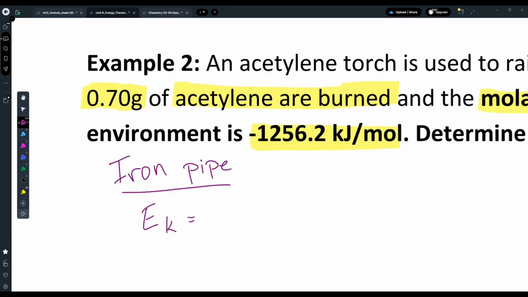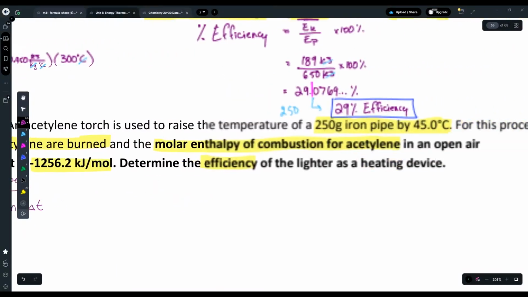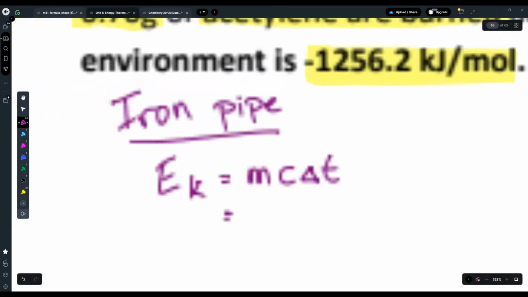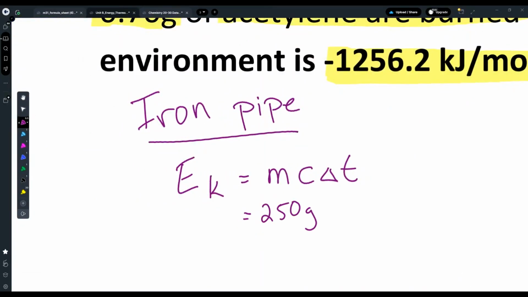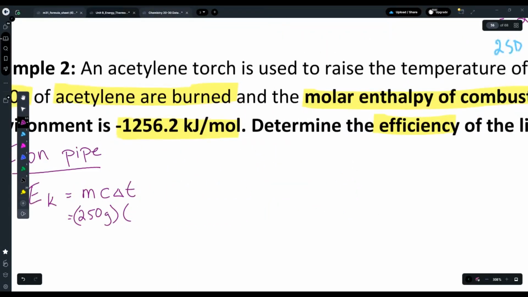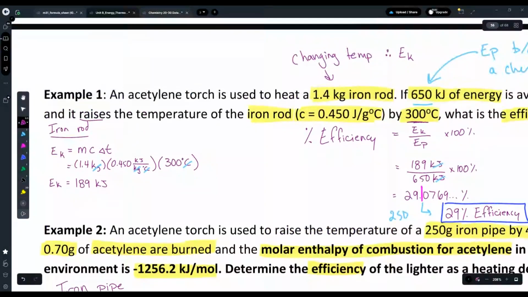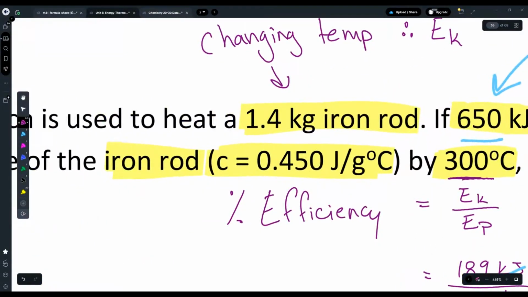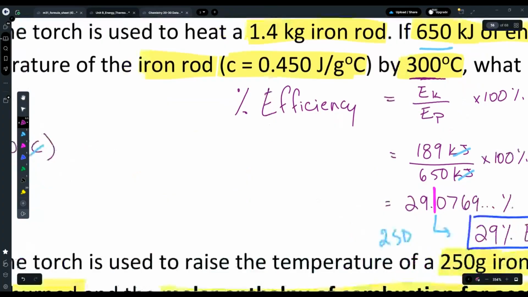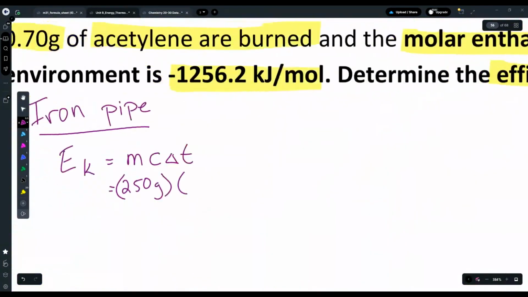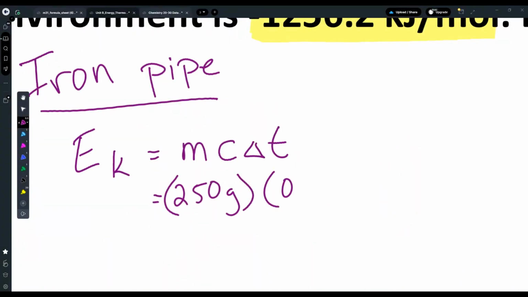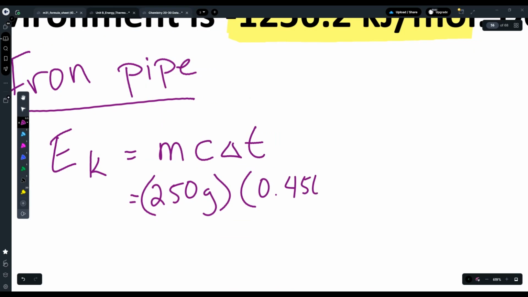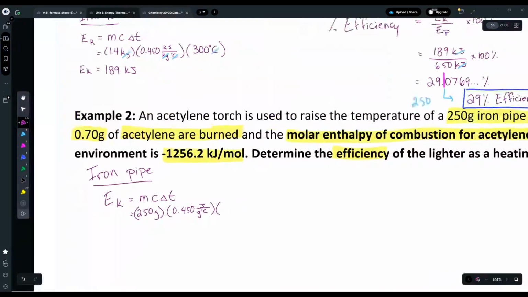So EK is equal to mass times specific heat times the change in temperature. So the mass of the iron pipe was 250 grams. Since it's an iron pipe, we can just use the specific heat capacity from the previous question because it's made out of the same metal. And since I kept my mass in grams, I'm going to keep this as joules per gram degrees Celsius. And then the change in temperature.